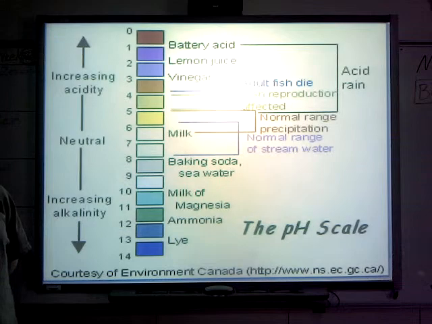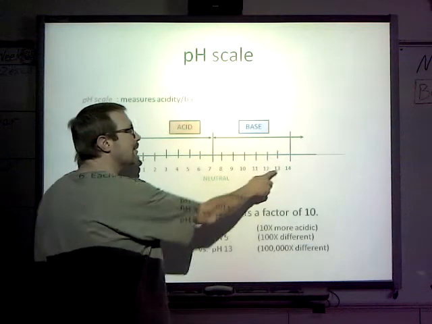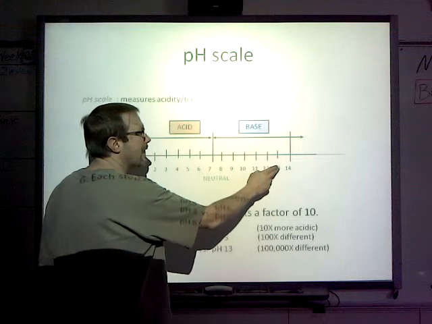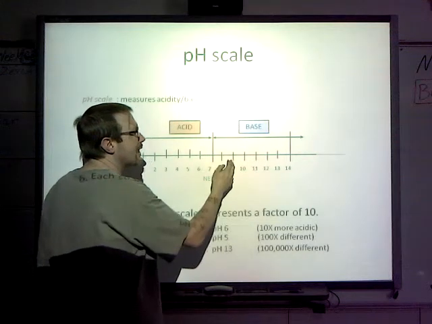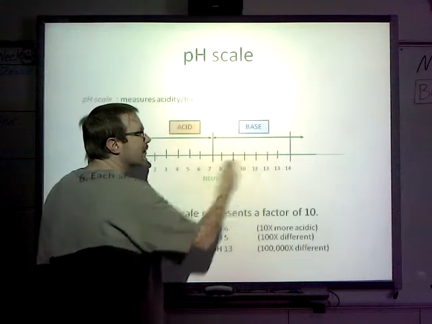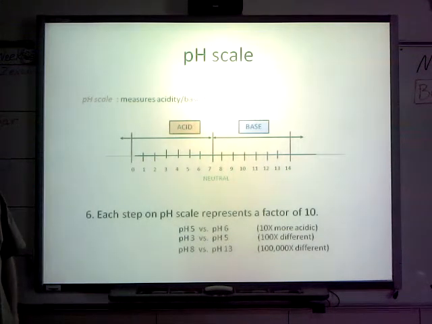Look at 8 versus 13. Now, 8 versus 13, how many steps away are we? 1, 2, 3, 4, 5. That means it's 10 times 10 times 10 times 10 times 10 as far as the difference in pH. I'll let you do the math on that.